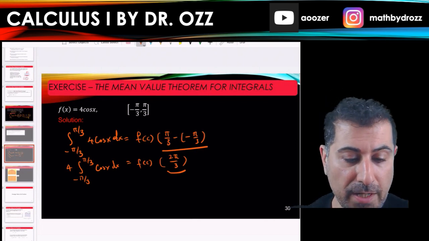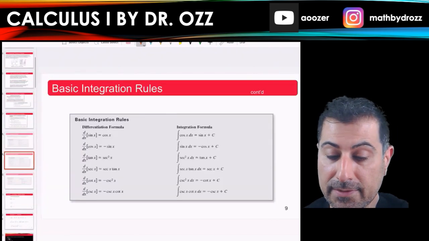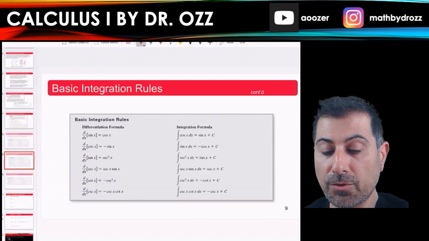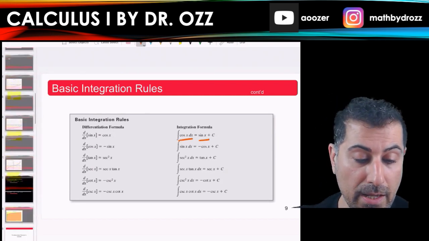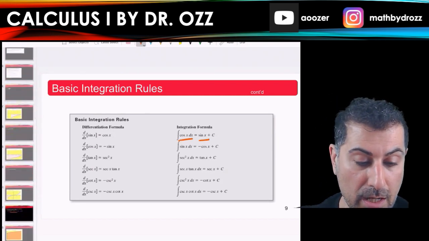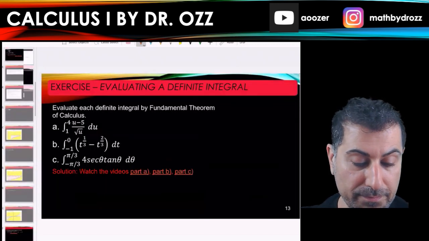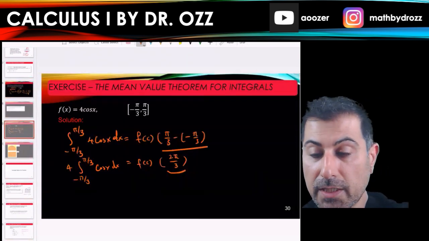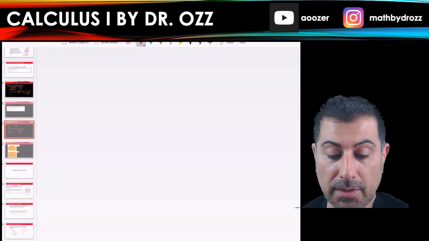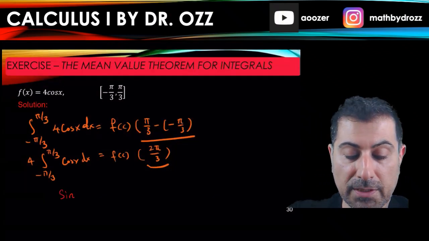Okay, so for that reason, I need to know the antiderivative of cosine x. Here we go. The antiderivative of cosine x is just sine x. So let me just use this. The antiderivative of cosine x is sine x.